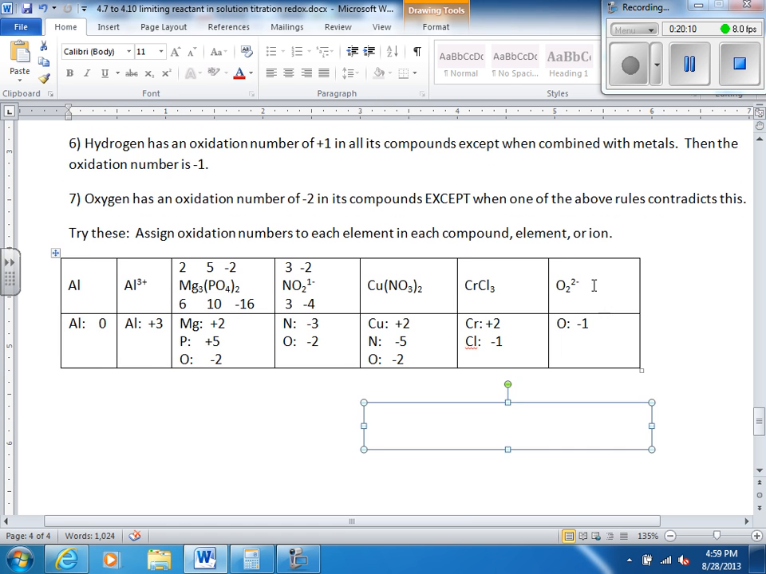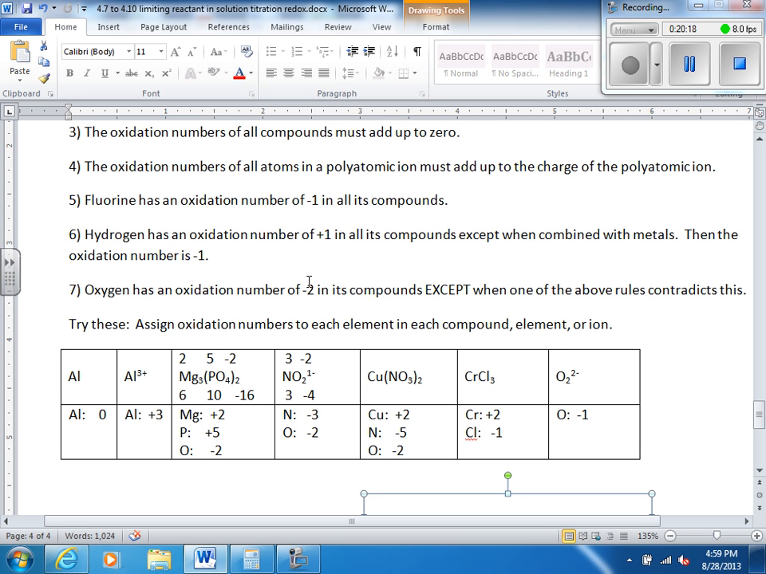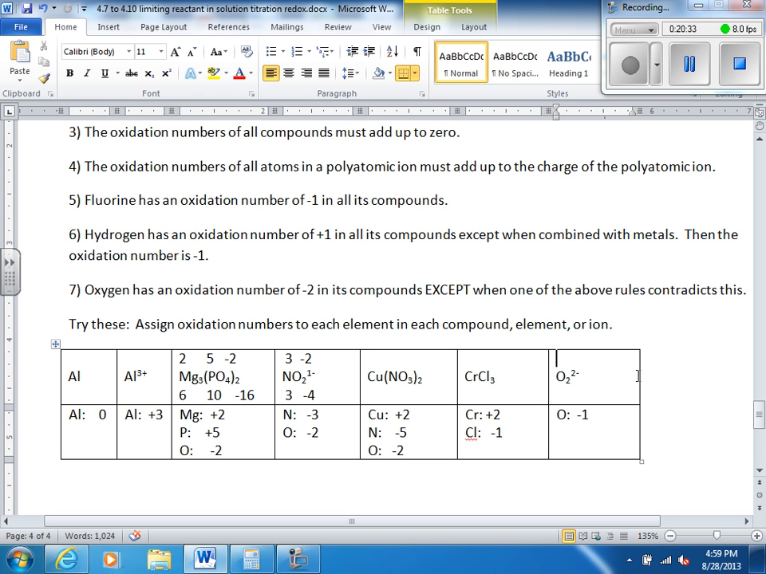And there you go. This is the only tricky one, I think. O2, 2 minus. So oxygen can't be -2 because -2 times 2 is -4. -4 does not equal -2. This is a polyatomic ion. So the total here has to add up to -2, and I have 2 of them. So each of those has to be -1. All right, there you go.